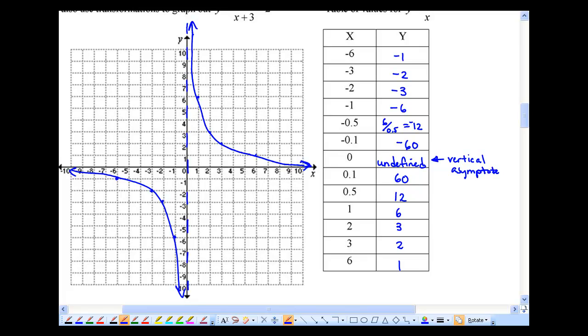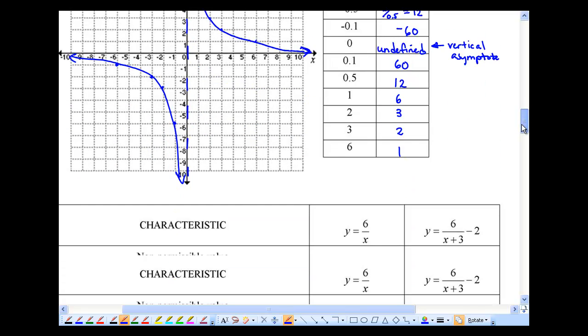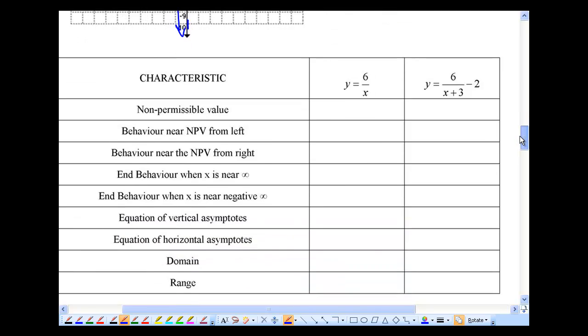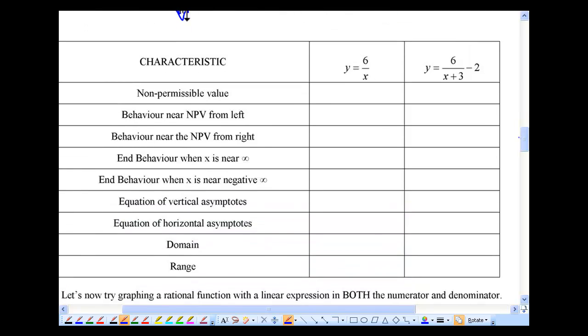Well, there you have it, ladies and gents. Here's y equals 6 over x. This is a reciprocal and also a rational function. I'm going to ask you to please take a look at the chart underneath and actually fill that out first before we go ahead and try the more complicated graph. Okay?